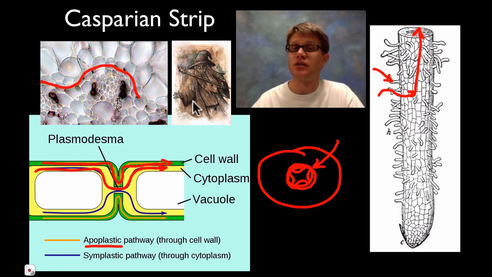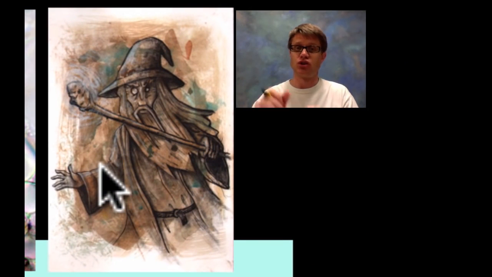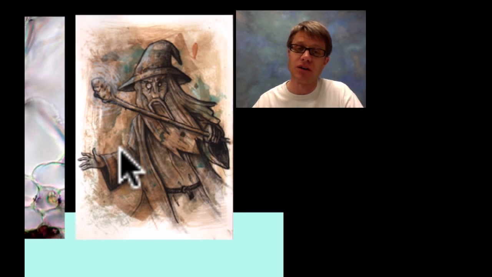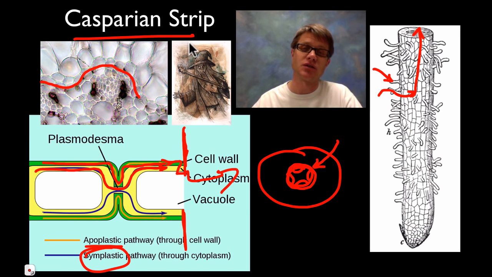What it does is it acts almost as, I don't know if you've seen The Lord of the Rings, but there's a scene where Gandalf puts his staff down and says, "You shall not pass." Basically the Casparian strip is this strip that goes all the way across here, and it's forcing that water that's made it all the way to the inside of the vascular tissue. It can't keep sneaking through the cell wall. It'll have to force its way into the cell, and it has to go symplastically at that point. So the function of the Casparian strip is to force the water eventually to go across a membrane, so we have control.